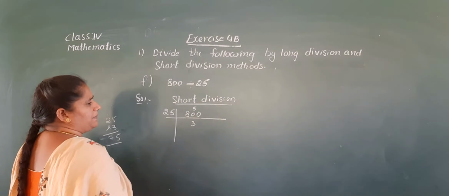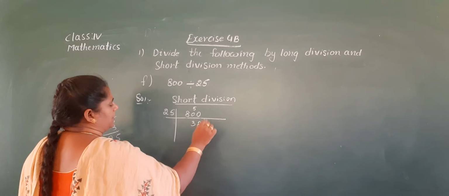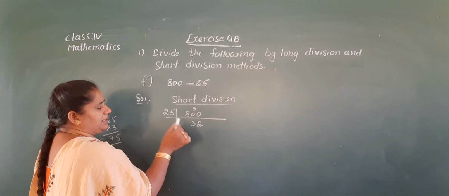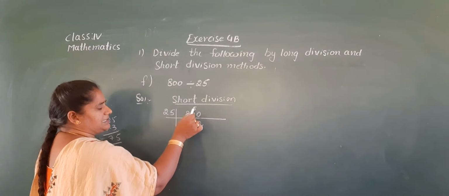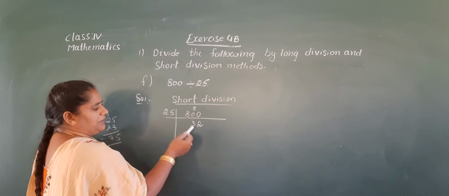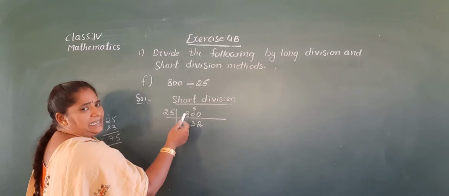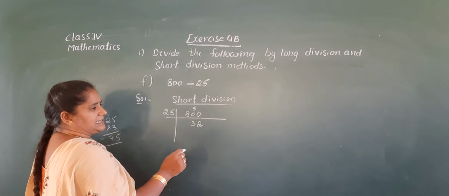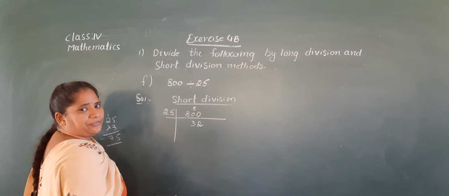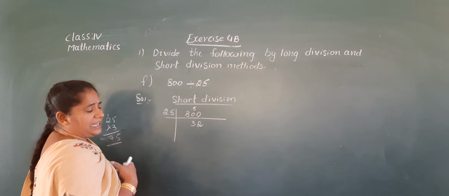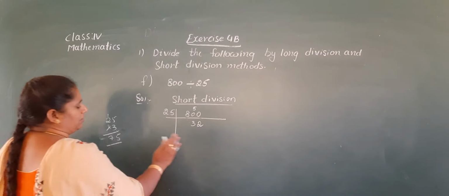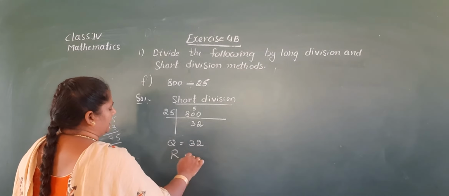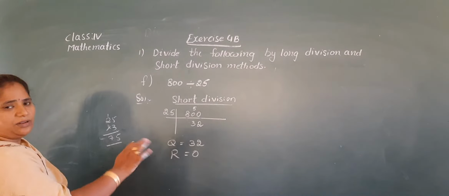Then 5 and 0 becomes 50. So 25 twos are 50. Finished. Is it clear why we write here? After the division we subtract. That answer we write on the side. 25 threes are 75. So 80 minus 75 gives 5. That 5 we write on the right side. Then take down 0, 50. 25 twos are 50. So we do this calculation in our mind only. That is short division. So the quotient is 32. The remainder is 0. Here there is no remainder.